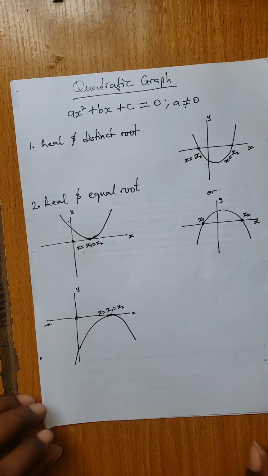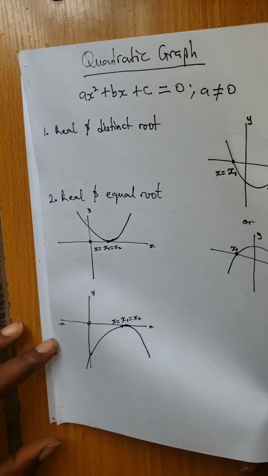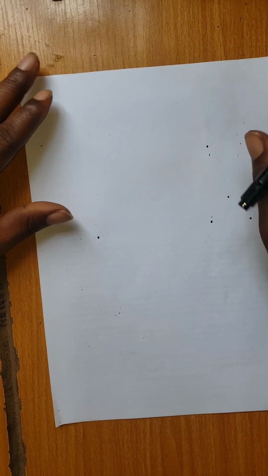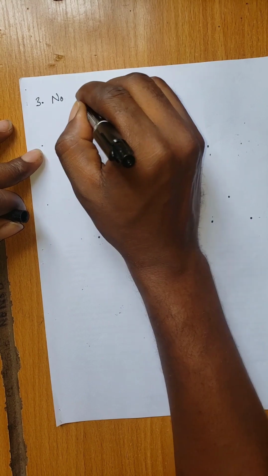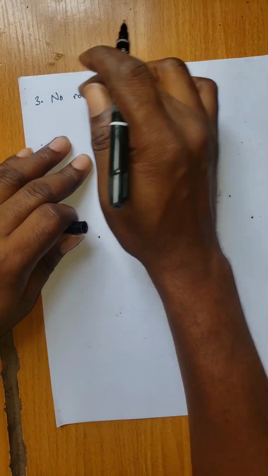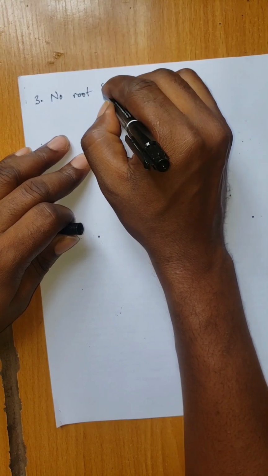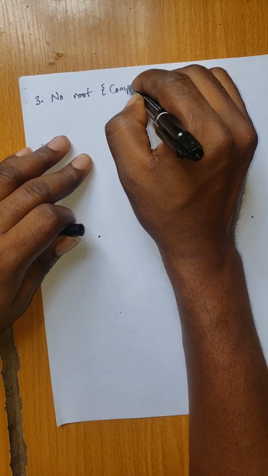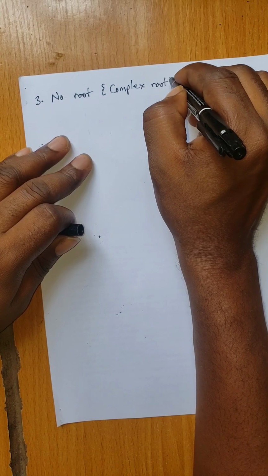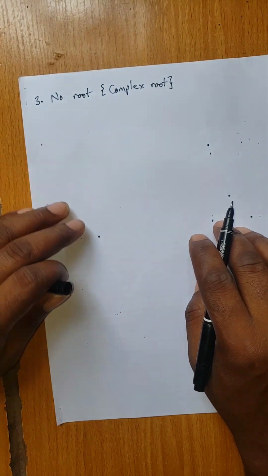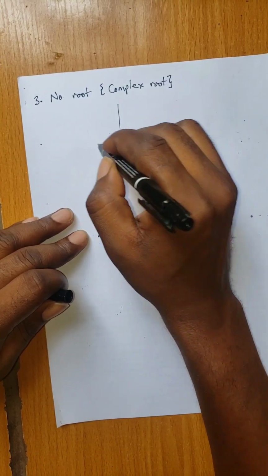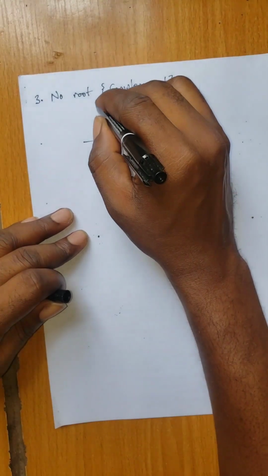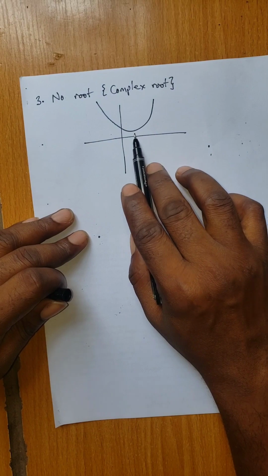Okay, now the last one, number 3, is when we have no roots. In secondary school, we say it does not have any root, but when we move a little bit advanced, we call it a complex root. So when do we have this complex root, or what we call no root in secondary school? That is when you have your curve and it does not touch the x-axis.